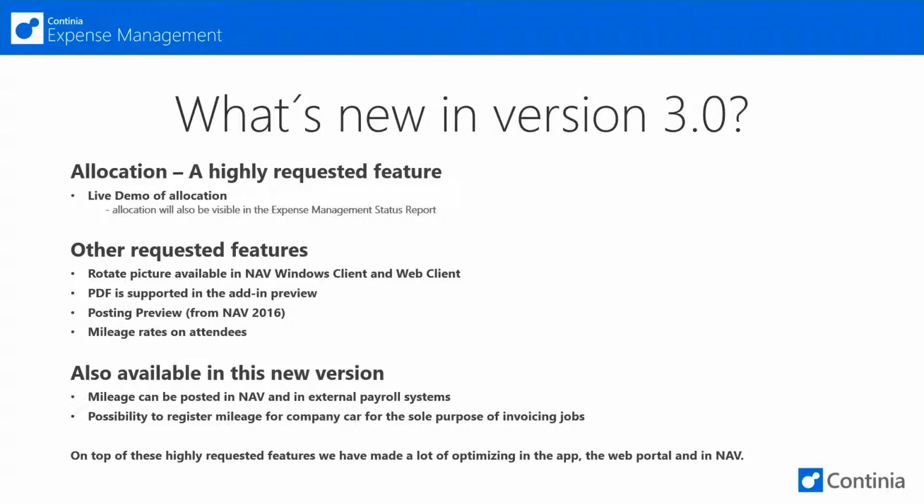And mileage rates on attendees is a new feature in version 3.0. This is a highly requested feature from the UK and the Norwegian market, but there might be other countries who would like to use this functionality as well. Also in this new version, mileage can be posted in NAV and in external payroll systems, and there is the possibility to register mileage for a company car for the sole purpose of invoicing a job. And of course, on top of these highly requested features, we've made a lot of optimizing in the app, the web portal, and in NAV.